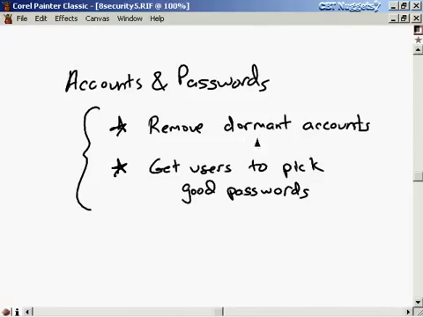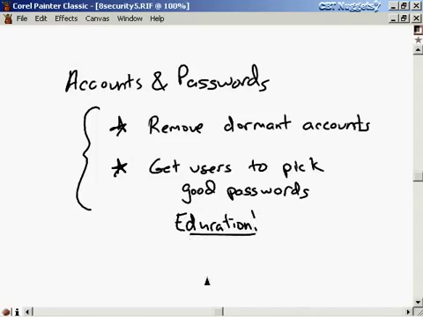Okay? This is a way in for people, the dormant accounts, because if somebody cracked into a dormant account and changed the password so they could repeatedly get onto the system, the person that owns the account would never even know because they don't ever log in, so they wouldn't even know that their password's been changed. And then the other thing you have to do as a system administrator is get users to pick good passwords. How do you do this, you might ask? One word: education.